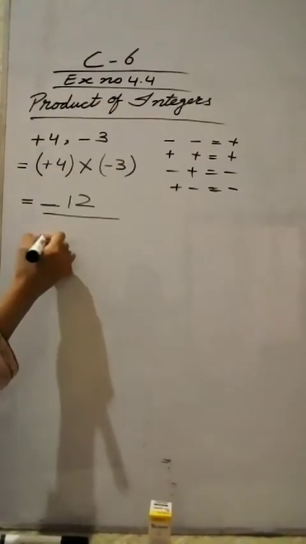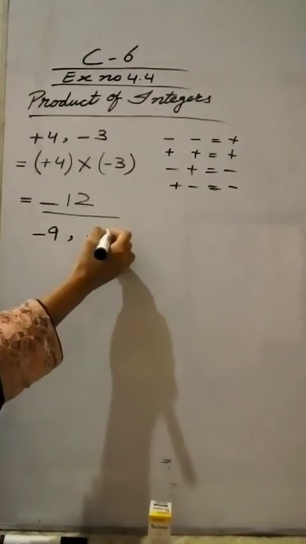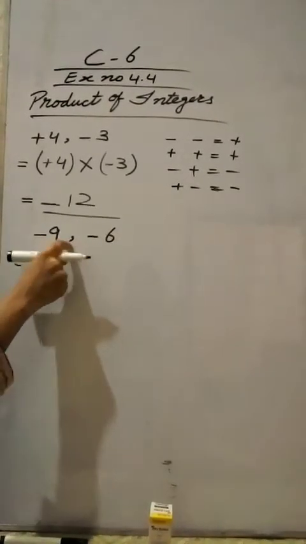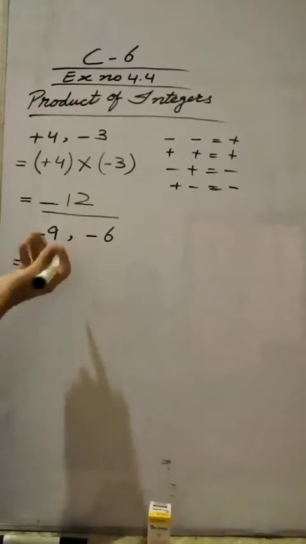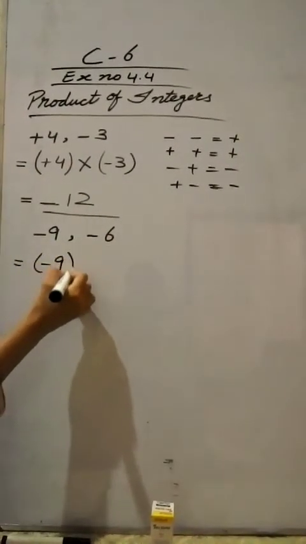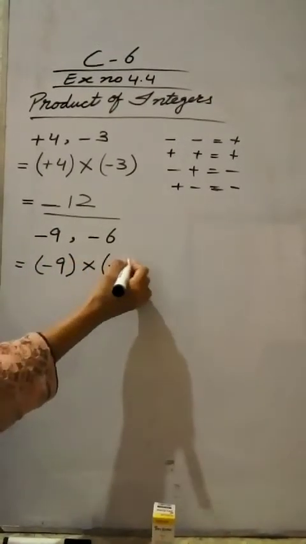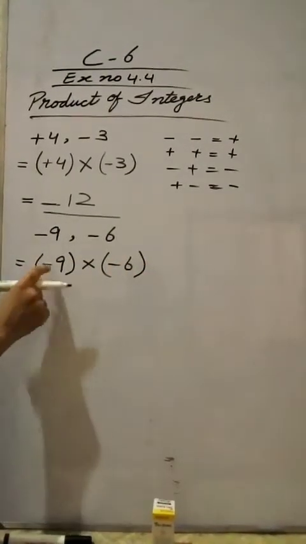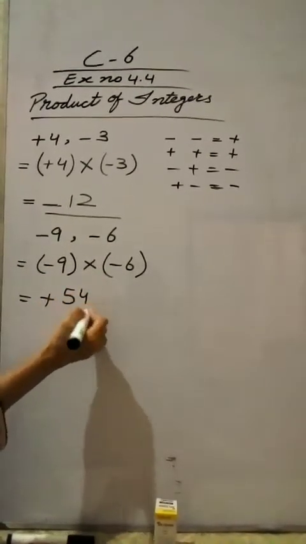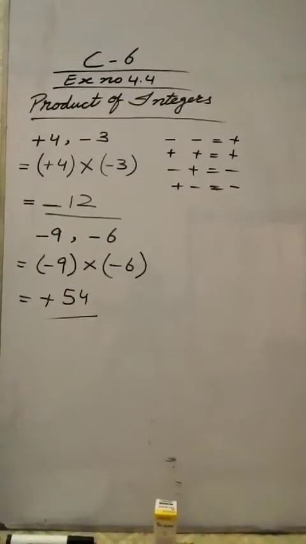Let's take another question, minus 9 comma minus 6. So first step, you need to put the sign of multiplication with bracket, because what is the meaning of comma? We need to find the product. It means you need to put the brackets and the sign of multiplication. Now minus minus plus, 9 sixes are 54. Simple question. So you can find the product.